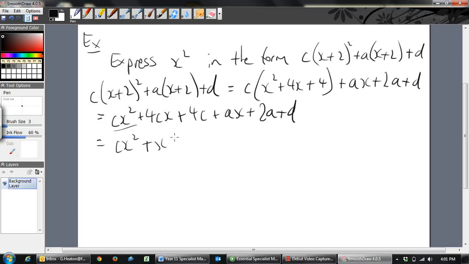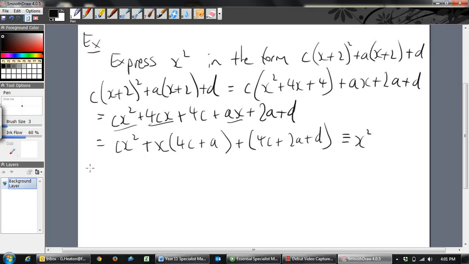Where's our x's? How many x's do we have? Okay, so x, we've got 4cx here, we've got ax there, and that's it. So there's our x's, and I just like writing it like this. Let's write our constant terms here. What's left over? We've got 4c plus 2a plus d. That's all our constants there. There's no x's involved at all in there. And what we want to say is this is equivalent to x squared, and we want to equate coefficients.